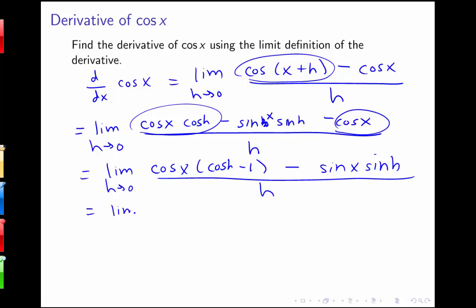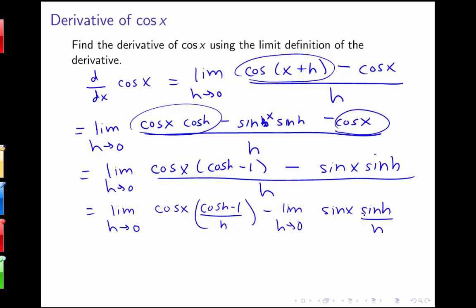Then I can use the rule that the limit of a difference is just the difference of the two limits. So notice that there's a negative sign here that's coming from the identity for cosine of x plus h, whereas in the previous example we had a plus sign there because our identity for sine of x plus h involved adding two different terms. So here I see I can write this as cosine x times cosine h minus 1 over h minus the limit as h goes to 0 of sine x sine h all over h here. So again, since cosine x and sine x don't have an h in them, I can treat them like constants.